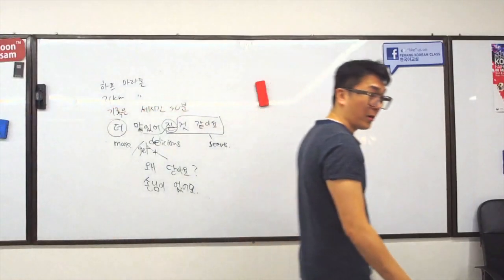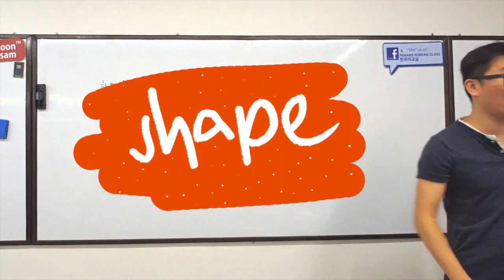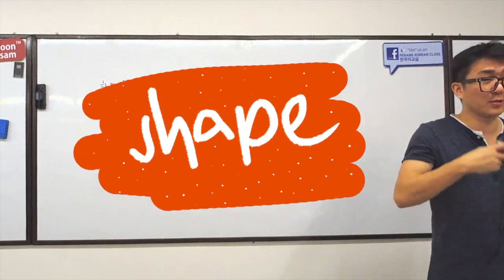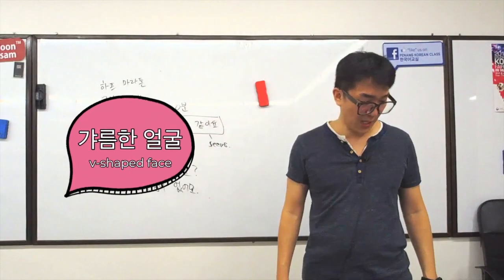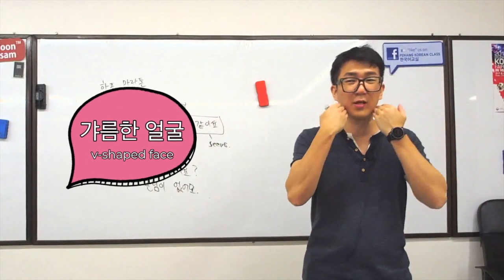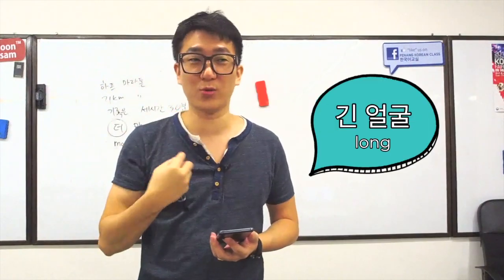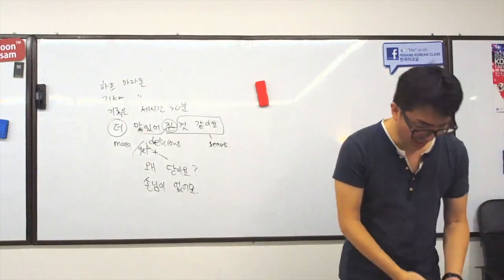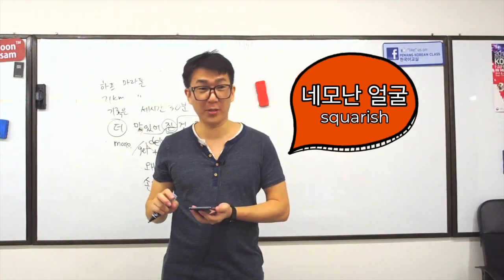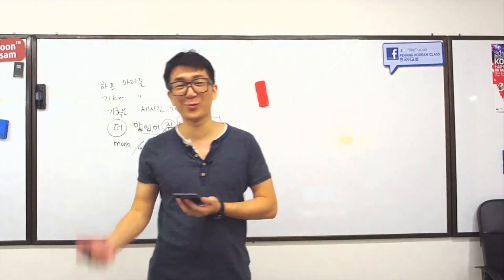We will talk about the shape of the person, so they can describe how the person looks. 갸름한 얼굴. 갸름한 얼굴 is like a V shape. 긴 얼굴. 긴, long. 길다. 네모난 얼굴. 네모난, squarish.